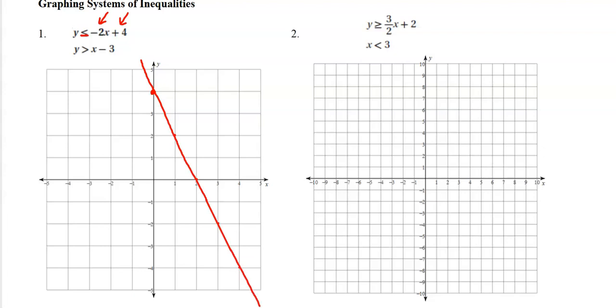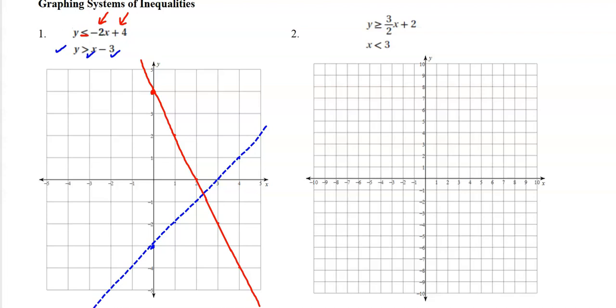And I'm going to do the other one in blue. Actually, I'm going to do the other one first. I'll do this one now. Crosses at -3, that's my b. My slope is positive 1, so up 1 over 1, up 1 over 1. This does not have the bar underneath the inequality symbol, so this will be a dotted line.